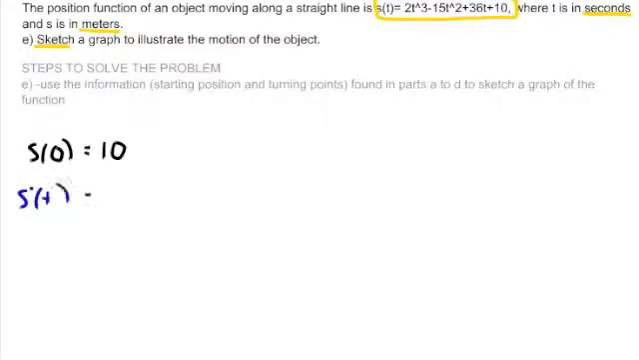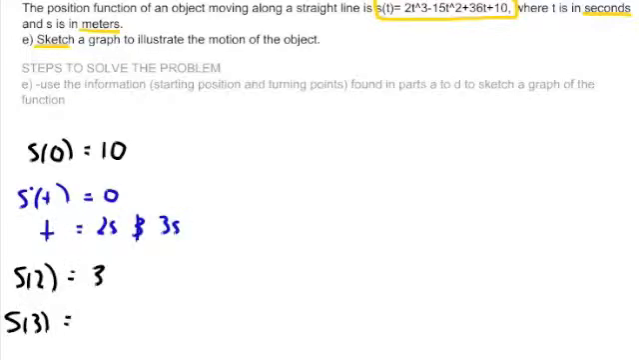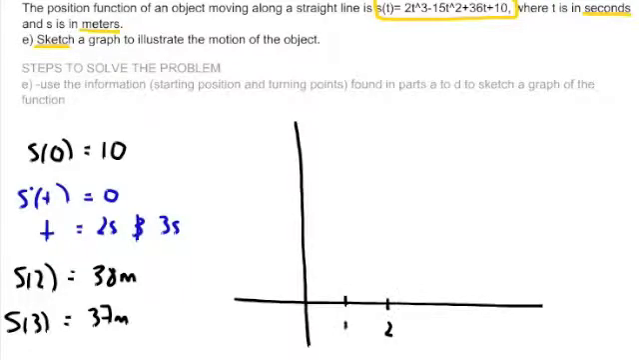So we already know that S at 0 is equal to 10, and S prime t is equal to 0 at 2 and 3 seconds. And at S at 2, the distance is 38 meters, and at S at 3, it's 37 meters. Plot the points that we already know.